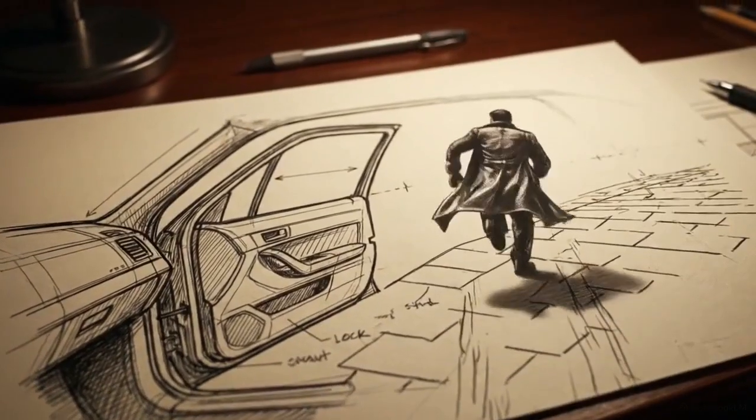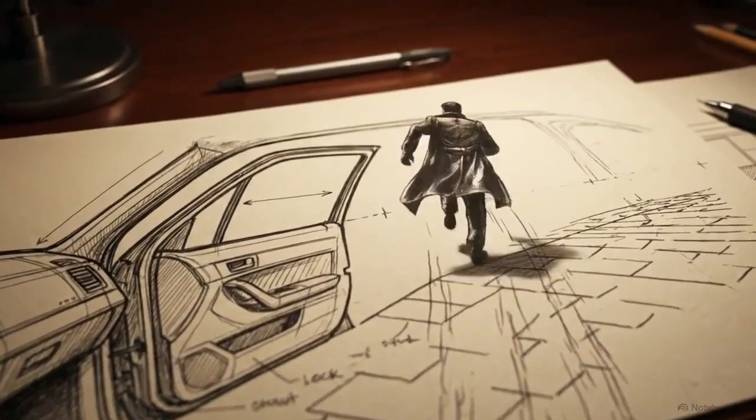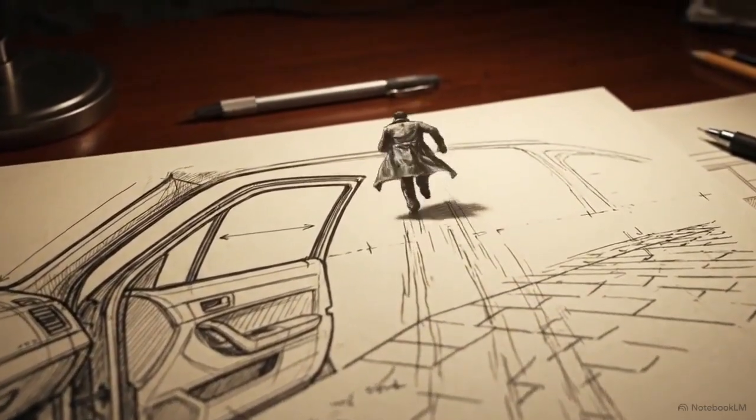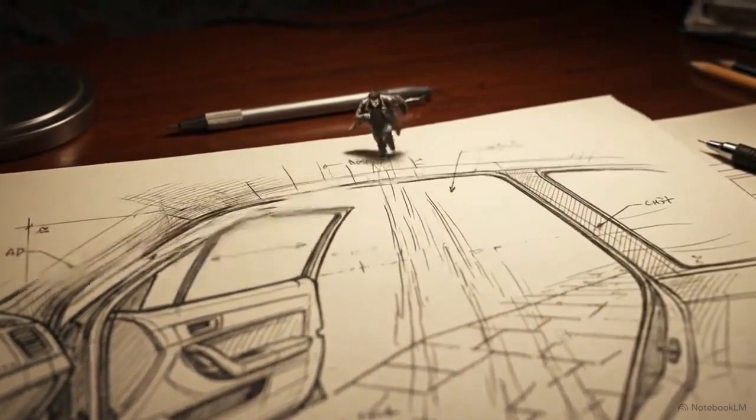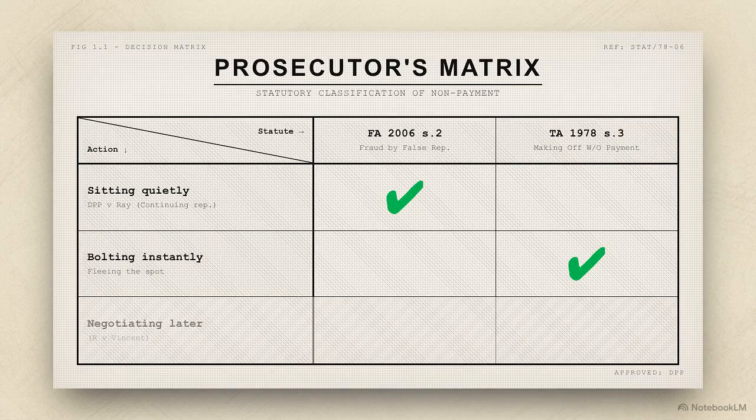Section 3 of the 1978 Act is a highly specific tool used for enforceable debts where the defendant permanently flees the scene without a word. Returning to our hook, the diner realizes they lack money midway through the meal. Under DPP v. Ray, if they stay seated to lull the waiter, the charge is Fraud Act Section 2. If they panic and bolt instantly, it's Theft Act Section 3.